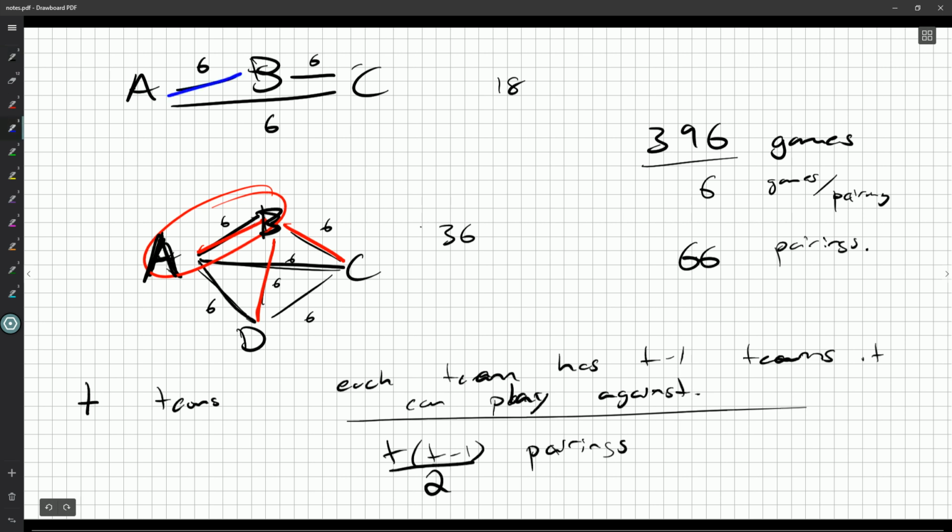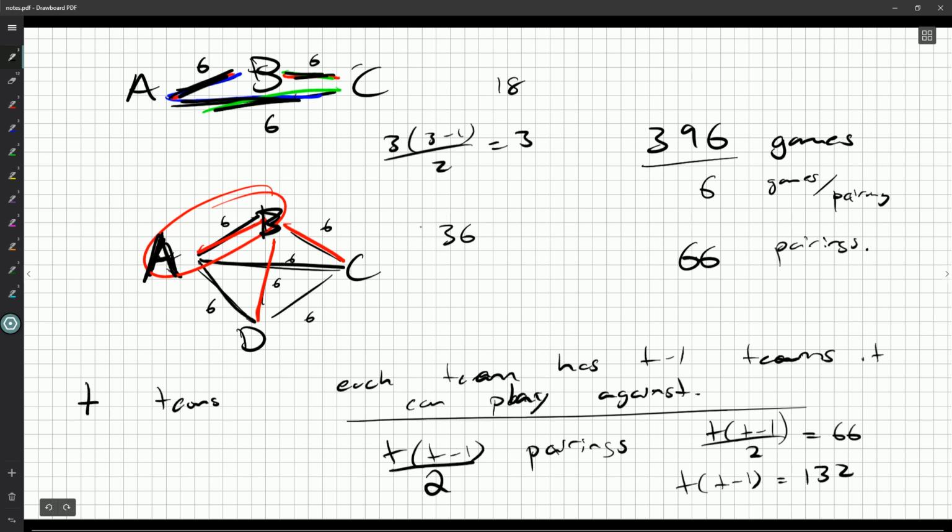We've got A can play twice here, B can play twice, and C can play twice. We've got 3 teams. How many different pairings do we actually have? Well, 1, 2, 3. 3 times 3 minus 1 over 2 is 3. Otherwise, we'd think there were 6 different matchups, not 3. So really, we just need to solve this. Multiply by 2 on both sides. T times T minus 1 is 132.